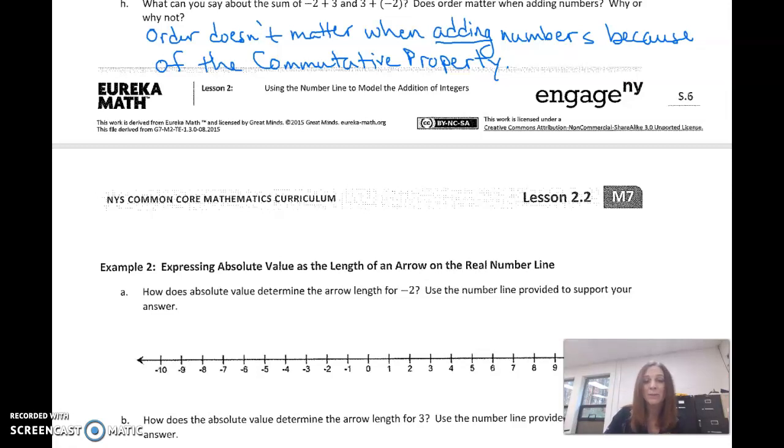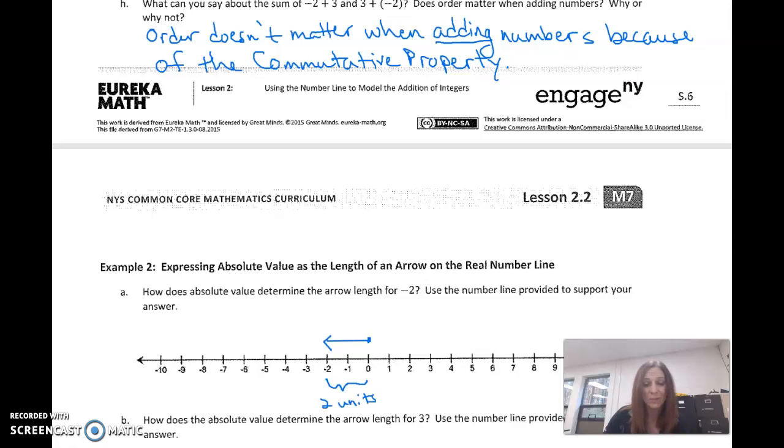So now we're going to talk about absolute value. Remember, absolute value is distance from 0. So as the length of an arrow on a real number line. So how does absolute value determine the arrow length for negative 2? Use the number line to support your answer. Well, if I wanted to represent negative 2, I would start at 0 and I would go to negative 2. The arrow length: how many units is it from 0 to negative 2?